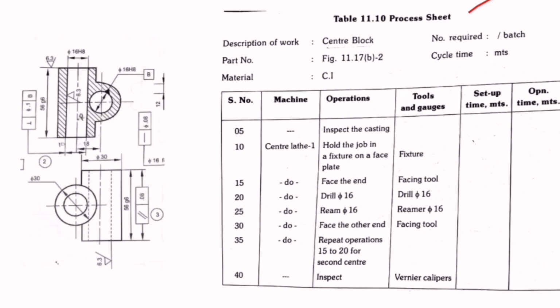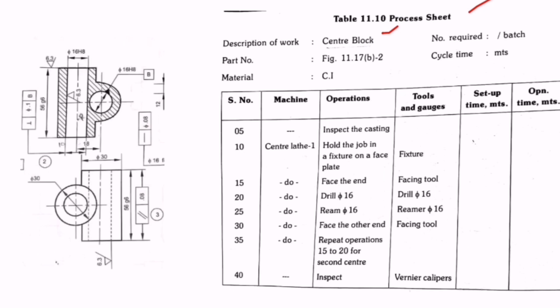This is a process sheet. A process sheet is nothing but a step-by-step procedure to produce an object, and it also provides information about equipment and machines required, tools and gauges required, and time required. This is all about the process sheet. So here we prepared a process sheet for the center block in this universal coupling.